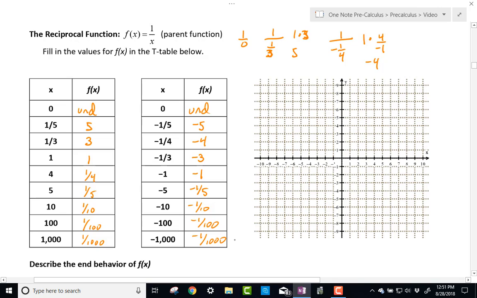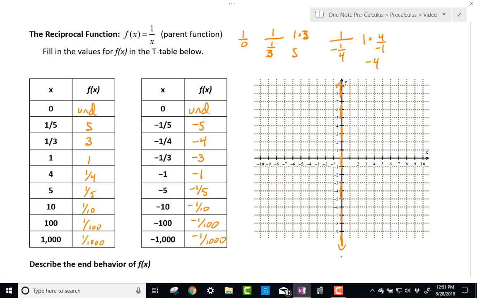So I'm just going to graph a few of these, and we'll take a look at them. The first thing we want to do is look at this undefined piece here, when x is 0, anywhere along the vertical y-axis right here. Because it's undefined, my graph can never ever touch that, so I'm going to draw what we call a vertical asymptote up and down the y-axis here. That vertical asymptote is a place where x can never ever touch.